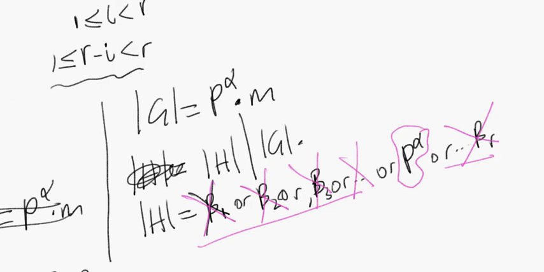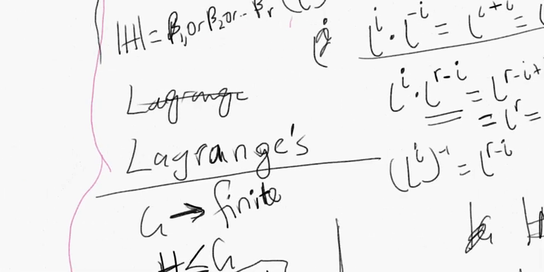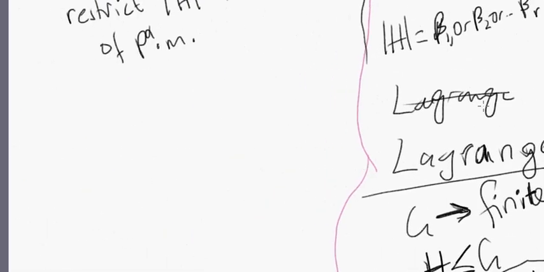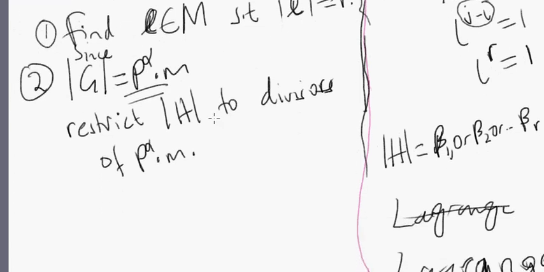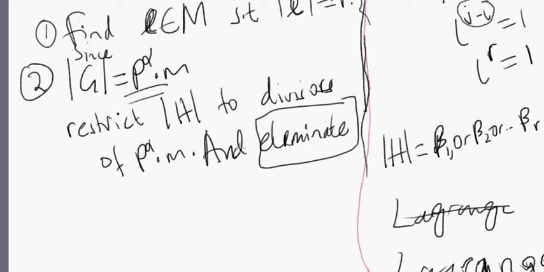So how are we going to write that as a strategy? Let's go back to our strategy corner here. We're saying, look, since the order of G equals p to the alpha times M, why not restrict the order of H to divisors of p to the alpha times M and eliminate? Maybe this is what will work for us. Perhaps we could just do elimination.